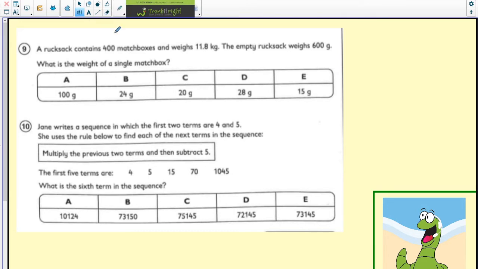Question 9. A rucksack contains 400 matchboxes and weighs, oh goodness, 11.8 kilograms. An empty rucksack weighs 600 grams. What is the weight of a single matchbox? Right, goodness me. First thing I'm going to do, I've seen different units, let's convert it all to the same. So I'm going to turn everything into grams. So that means 11.8 kilograms is going to be 11,800 grams.